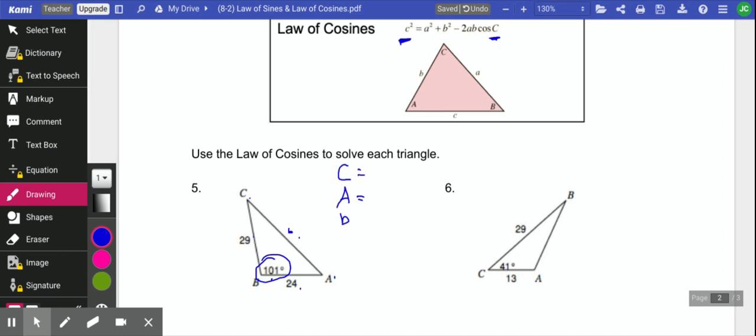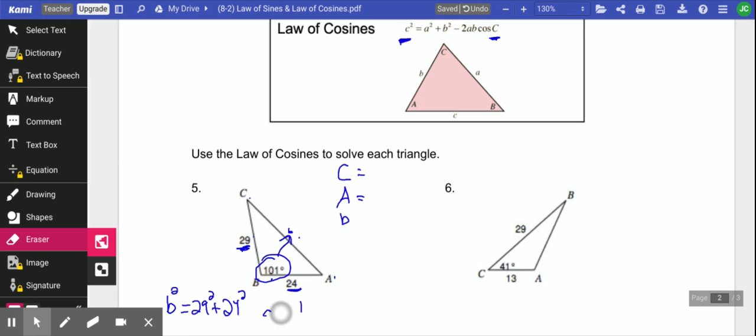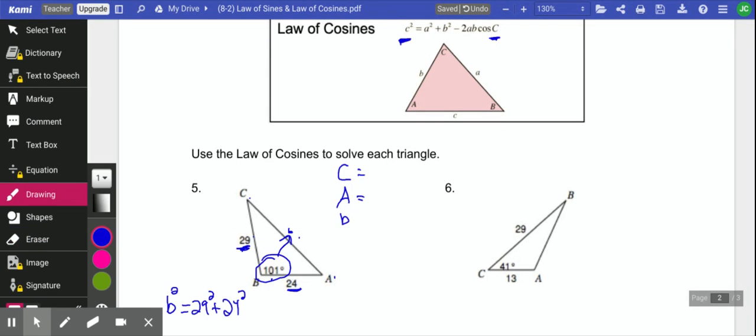The only angle we know is this. So cosine 101, that's going to go at that end of our law of cosines. And then the side opposite of it is going to go all the way over here. Okay. These other two are the other two sides. So b squared is all the way over here, and then the other two sides, those are going to be the 29 squared plus 24 squared, minus 2 times 29 times 24 times cosine 101. Okay, that's how we set it up.